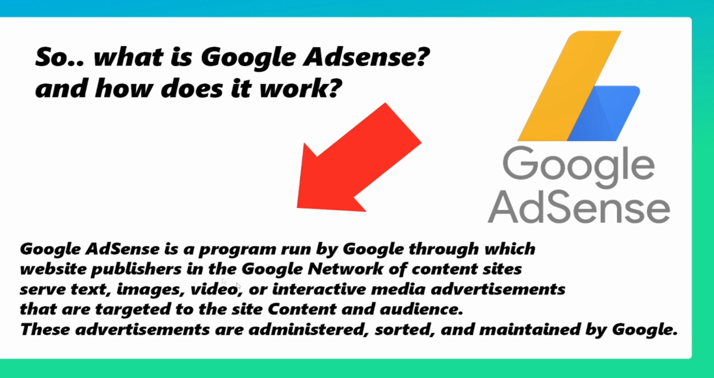Now, all of this might sound confusing like I just said, but it basically comes down to selling ad space on your content, and that could be on your website or on your YouTube channel. All of these ads are targeted to the site content and the audience. So all of these ads depend on who's watching your video or who's on your website and what your video or website is about. You will get different ads on a finance website than on a beauty website.